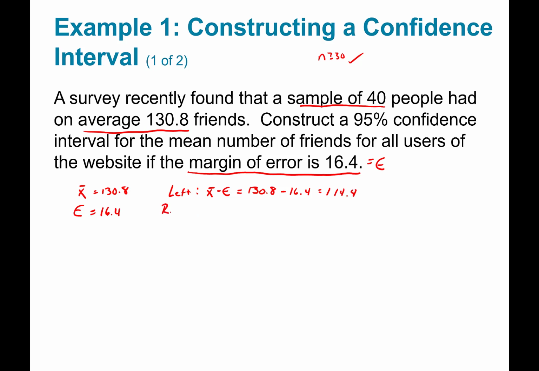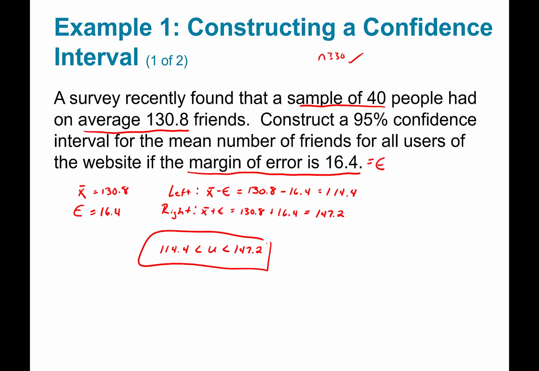And to get the right value, the right or larger number, to make it larger you have to add: X bar plus E. So 130.8 plus 16.4 gives you 147.2. Then to write this out as the interval, basically what we're saying is that our mean is going to be somewhere between 114.4 and 147.2. And that would be your final interval answer.